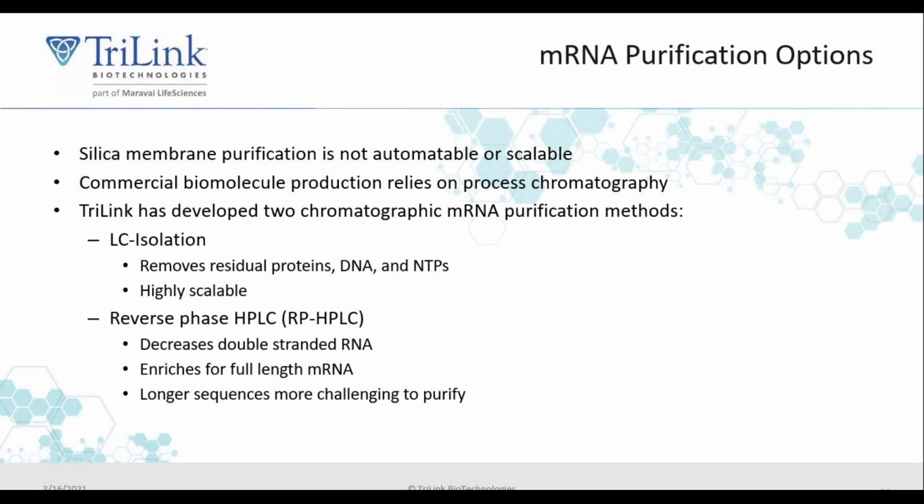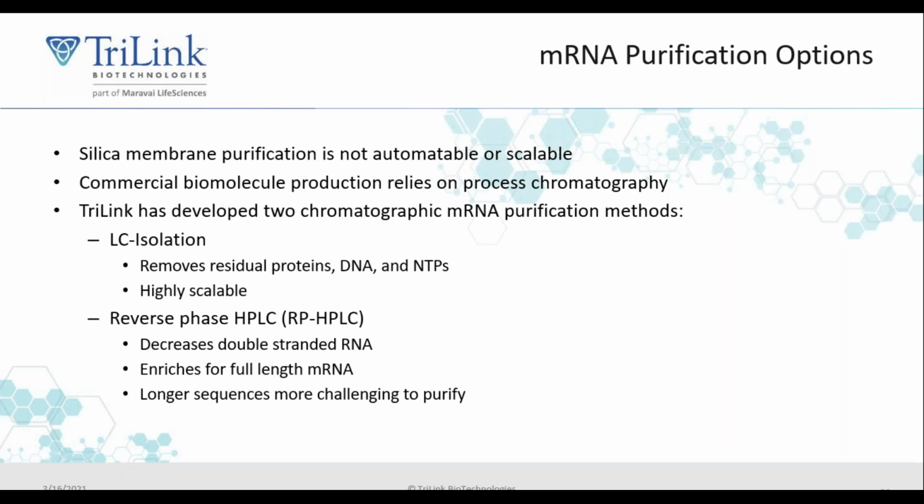TriLink has developed two forms of chromatographic purification methods: LC isolation and reverse phase HPLC. LC isolation can remove residual protein, DNA, and NTPs from the system, and it's often done in tandem with a form of TFF or diafiltration. Reverse phase HPLC can decrease dsRNA, which is double-stranded RNA we discussed earlier on that can cause an immune response. So it can decrease dsRNA and enrich for full-length mRNA.